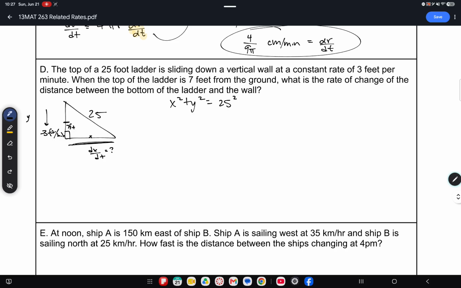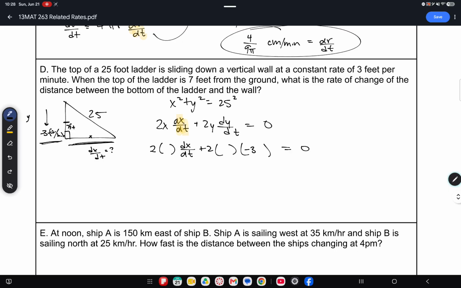And then I can do a derivative, right? That's going to be 2x dx/dt plus 2y dy/dt. And that's constant, so 0. I want to find the rate of change of the distance, so that's dx/dt. So that means I know everything else. So I have 2 times x. I need to find dx/dt. Means I have y and dy/dt. Dy/dt, that rate of change, is going to be -3 feet per minute, right?